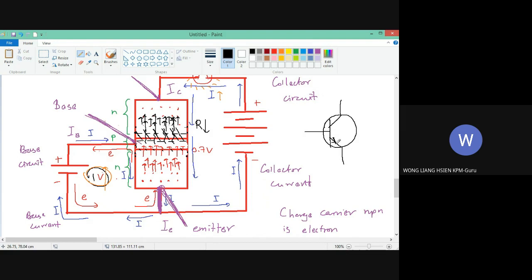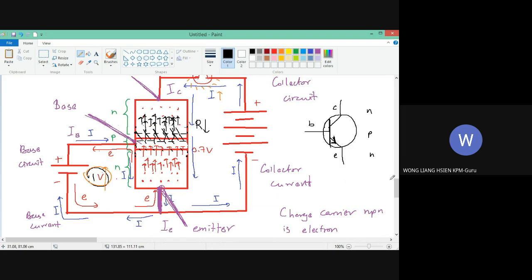So we draw the arrow like this. So this represents the NPN transistor. So this arrow represents the direction of the current.